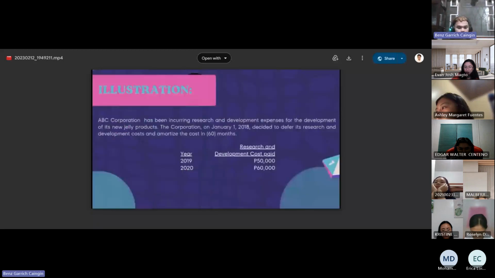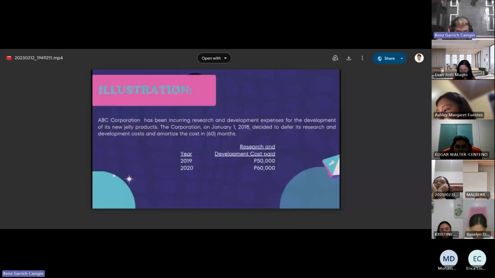For the first example and illustration, ABC Corporation has been incurring research and development expenses for the development of its new jelly products. The corporation, on January 1st, 2018, decided to defer its research and development costs and amortize the cost in 60 months. The table below shows the research and development cost paid for each year. In 2019, 50,000 pesos was paid. In 2020, 60,000 pesos was paid.